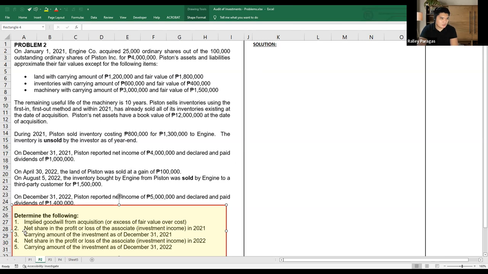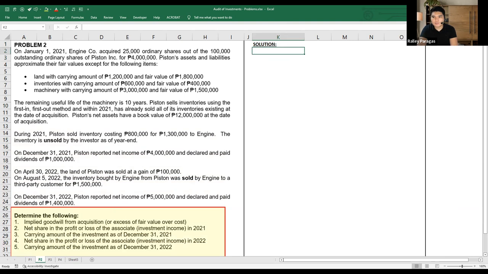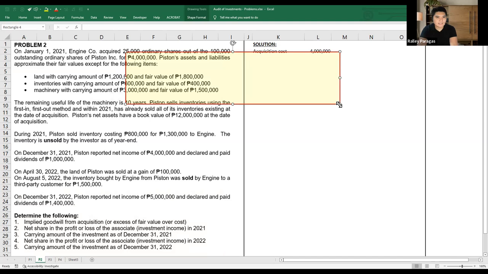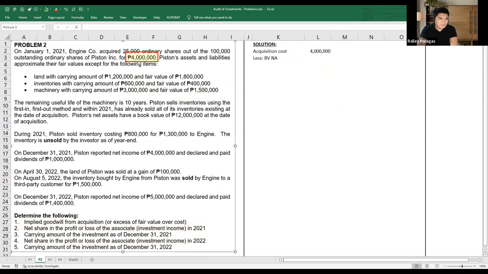So actually, pwede natin i-group, no? I-group natin yung number 2 and 4 and then number 3 and 5. Okay, so start na muna tayo before actually natin basahin yung iba pang pieces of information. So para natin ma-solve yung number 1, sabi natin kanina, we start with the acquisition cost, di ba? So magkano ba natin pinurchase yung investment na to? That's 4 million basically. Ito, sinabi na sa problem sa taas. Tama? Okay, and then we deduct our book value of net assets acquired.